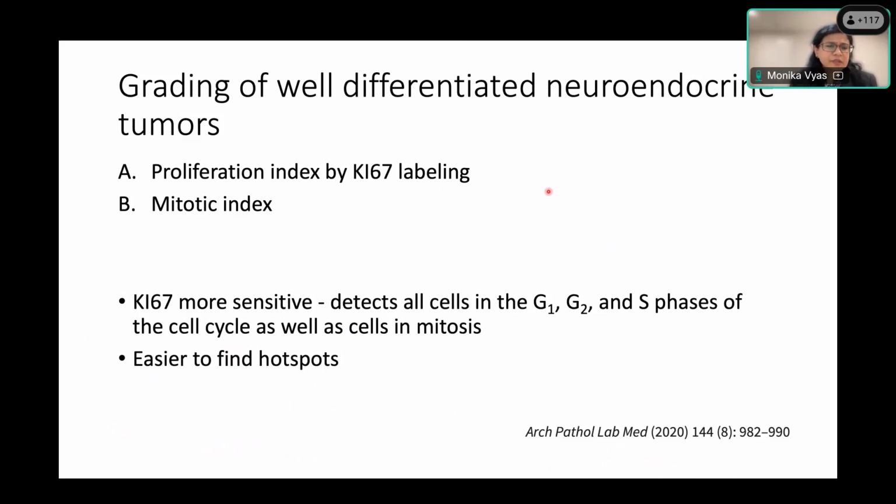So Ki67 is the more sensitive one because it will detect cells in the G1, G2, and S phases of the cell cycle and in the mitotic phase. And because it's an immunohistochemical stain, you can easily find hotspots rather than finding mitoses. But for these tumors, it's important to look at both because very rarely you can have a tumor which shows a lower labeling index but a high mitotic rate. It can be your sampling or block selection bias, but you definitely have to look at both of these parameters and grade it based on whichever places it in the higher grade category.